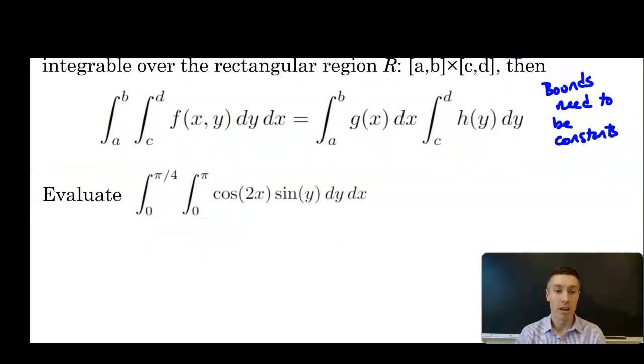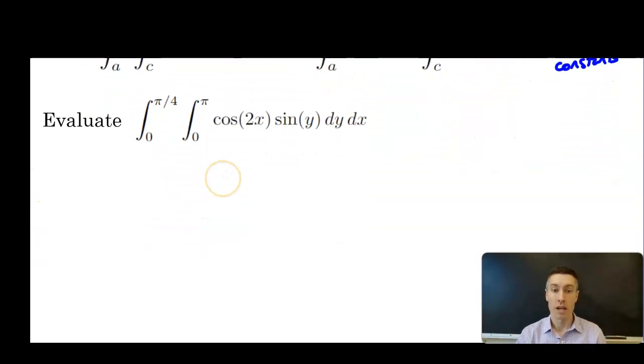So evaluate the double integral of cosine of 2x times sine of y dy dx. So we have constant bounds, which is true for every problem in this video because we are integrating over rectangular regions. We'll figure out what that looks like when we don't have rectangular regions in the next video. And we have a function that is the product of two functions. This is in terms of x, right? And this is in terms of y.